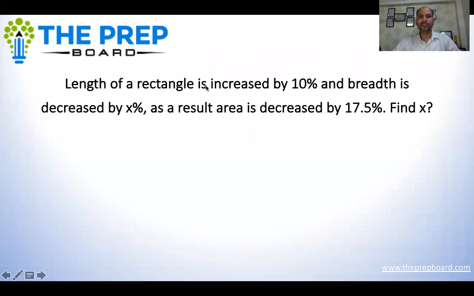Okay, let's look at this question. The length of a rectangle is increased by 10% and its breadth is decreased by X%. As a result, the area is decreased by 17.5%. Now, here is the important thing. We know that area of rectangle is equal to length into breadth. The change in length is positive 10. Change in breadth, we don't know. Let's say negative X. Instead of negative X, if you put plus X, it does not change anything at all. And here, the change is 17.5 with negative sign.